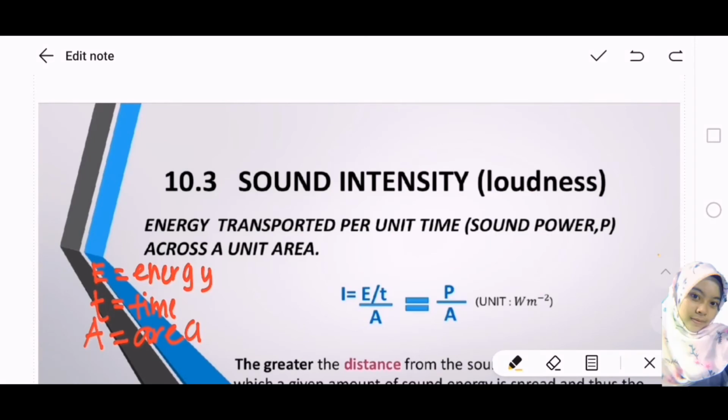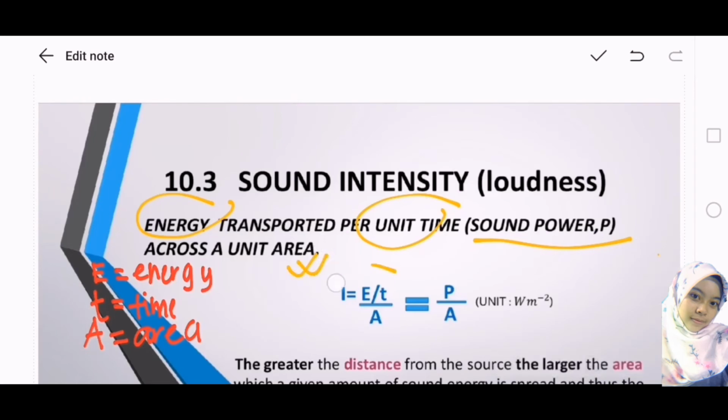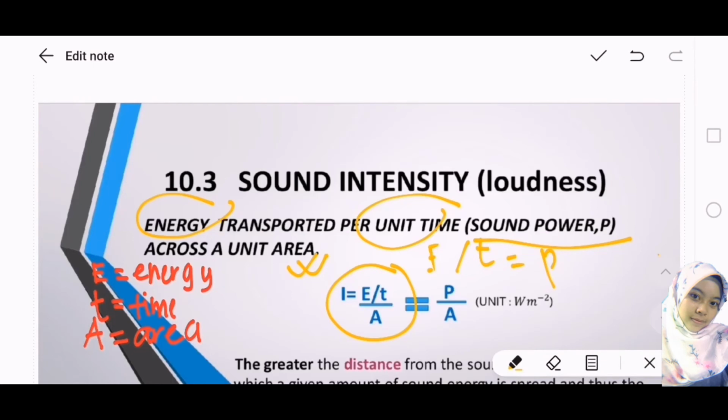During this video, I will explain topic 10.3, sound intensity. Sound intensity is defined as energy transport per unit time, sound power P, across a unit area. From this definition, we can get an equation: I equals E per T over A. E is energy, T is time, and A is area. Energy per time is equal to P, sound power. So, we can substitute and get the equation I equals P over A.